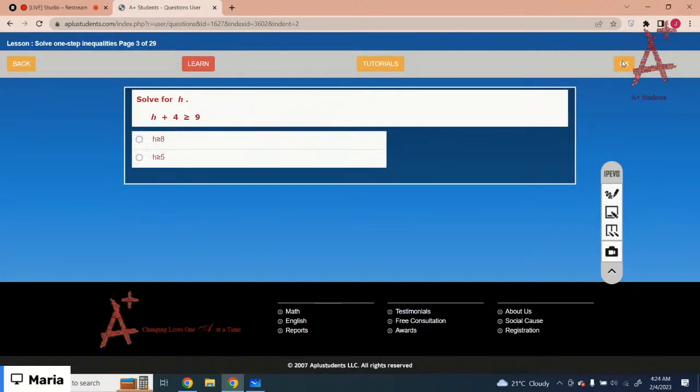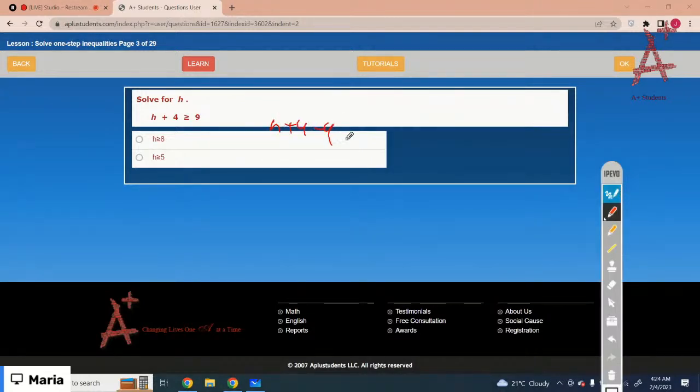The next one is h plus 4 greater than or equal to 9. So you have to remove 4 from the other side because you have to isolate the variable h. So to isolate the variable, you have to remove that 4. So 4 is adding. That means you have to subtract 4 from both sides. Got it?